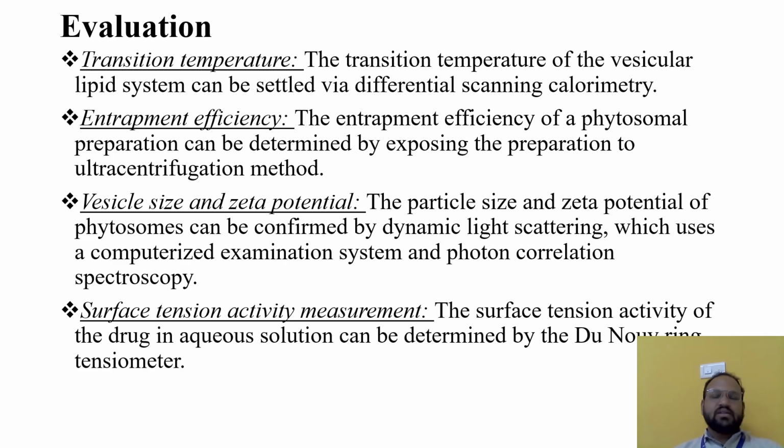Vesicle size and zeta potential. The particle size and zeta potential of phytosomes can be confirmed by dynamic light scattering, which uses a computerized inspection system and photon correlation spectroscopy. Surface tension activity can be measured. The surface tension activity of the drug in aqueous solution can be determined by Du Noüy ring tensiometry.